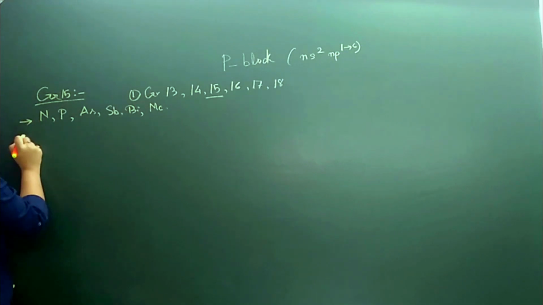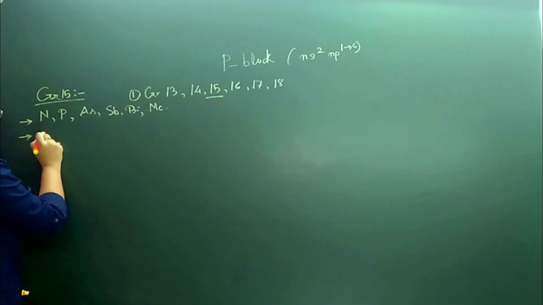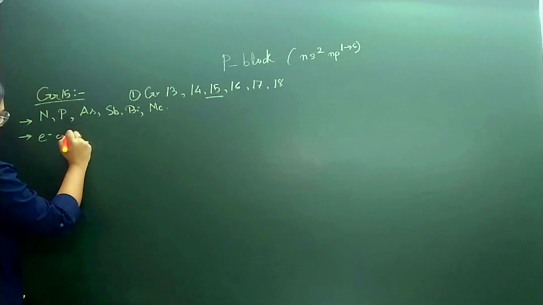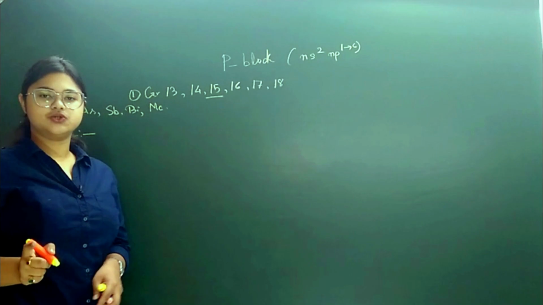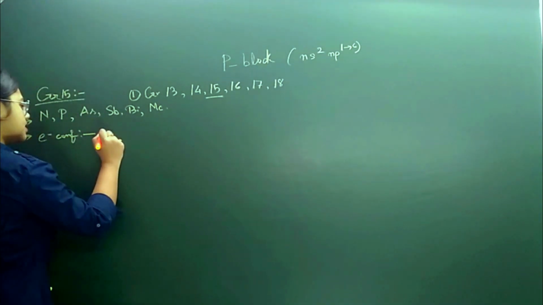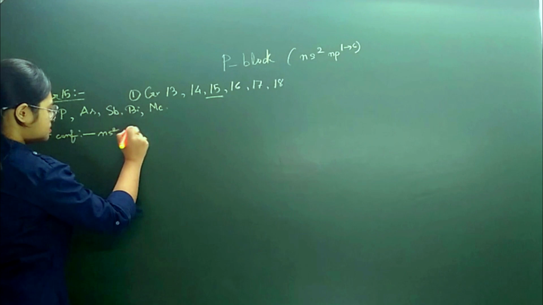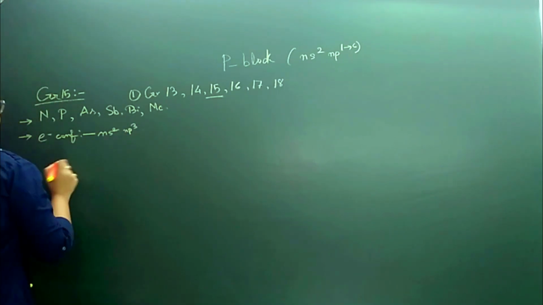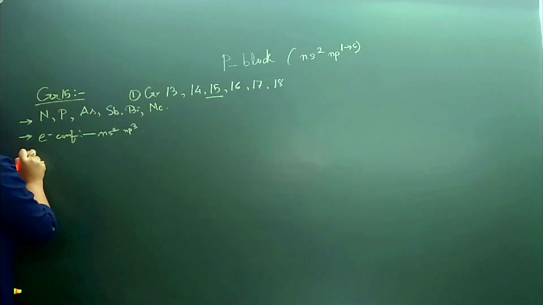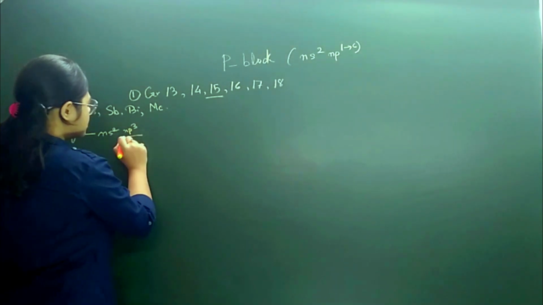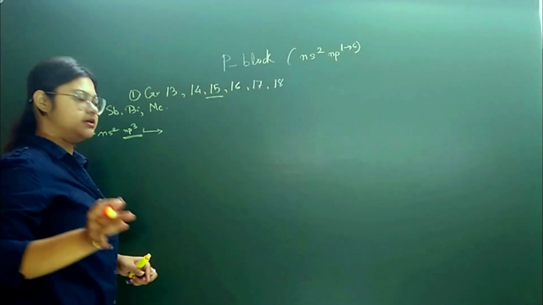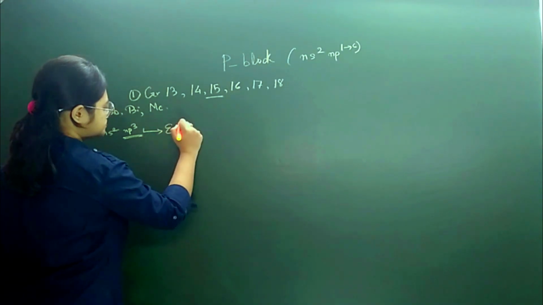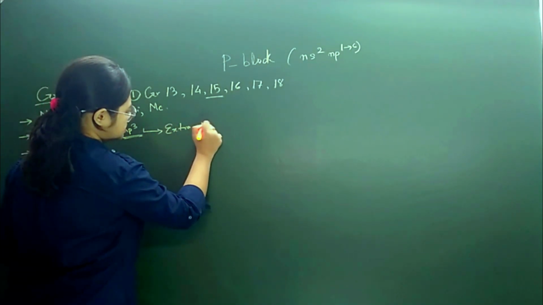Then the electronic configuration of group 15 is ns2 np3. And this np3 configuration gives the elements extra stability.